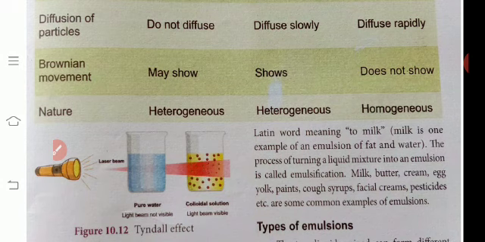The process of turning a liquid mix into an emulsion is called emulsification. Milk, butter, cream, egg yolk, paints, cough syrup, facial creams, pesticides, etc. These are emulsions.